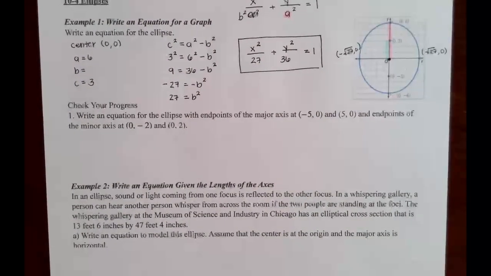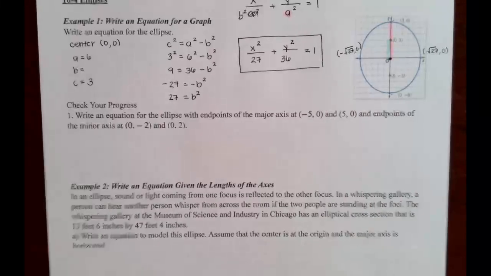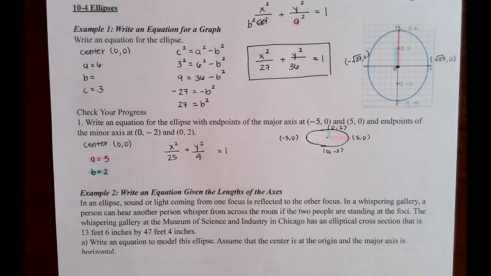Okay, so why don't you try CYP1, and then once you're done, come check your answer. Okay, you should have gotten x squared over 25 plus y squared over 4 equals 1. Okay, and here's your explanation.